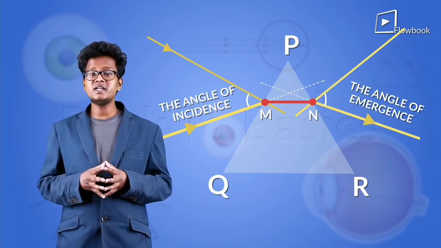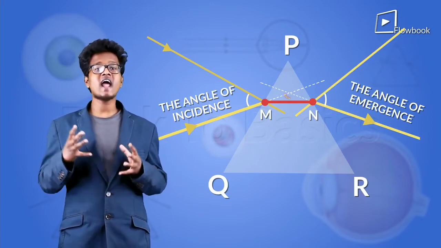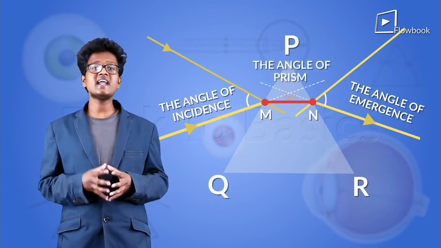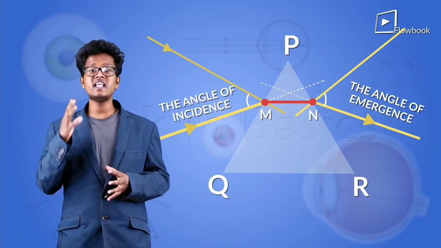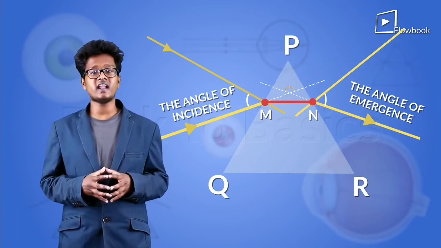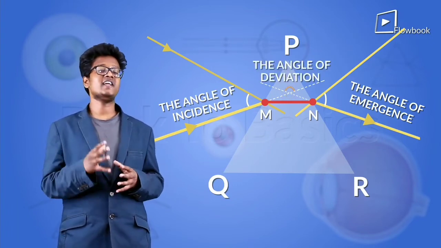So, the angle between the surfaces PR and PQ is called the angle of the prism or the refracting angle of the prism, and the angle between the emergent ray and the incident ray is called the angle of deviation.